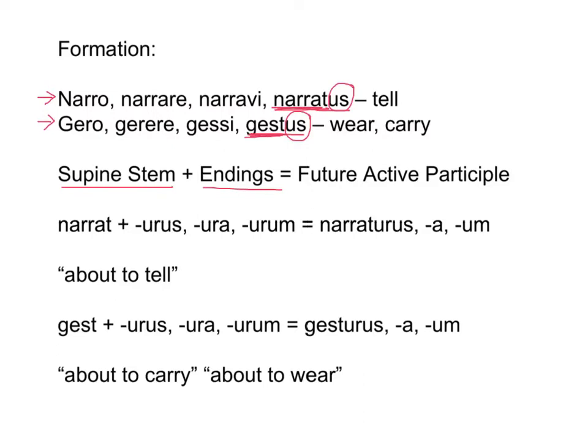In an example, it looks like that. You take the supine stem and the urus, ura, urum ending together. It's going to be naraturus, naratura, naraturum, which means about to tell. In another example, it's gest, your supine stem, plus urus, ura, urum, the suffix. Together it's gesturus, gestura, gesturum, about to carry or about to wear. Now you have made a new participle called the future active participle.